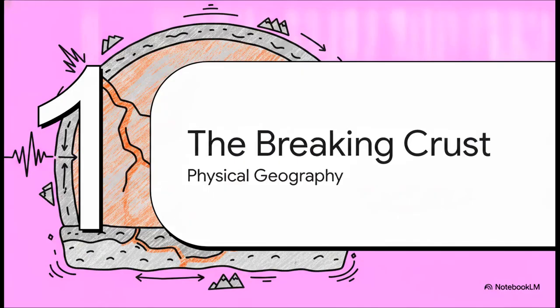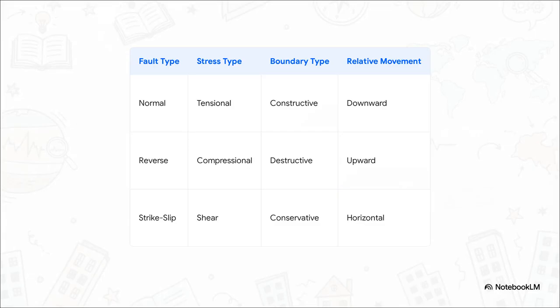Starting with Section 1, the breaking crust. This is where physical geography really begins. So before any catastrophic shaking even starts, the Earth's lithosphere, the crust, has to snap. And faults happen when the stress on the rock simply exceeds its strength. We can actually categorize this chaos into 3 main culprits.